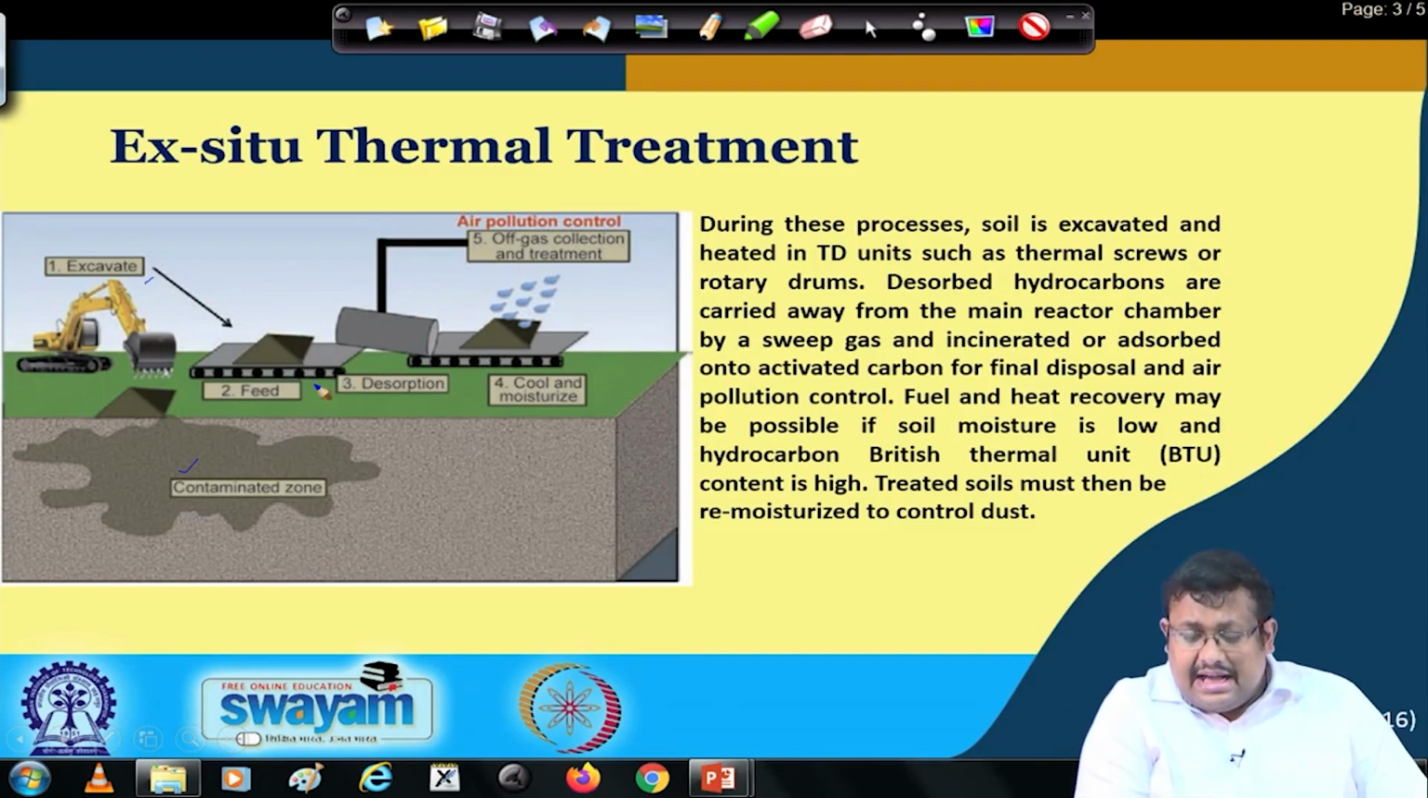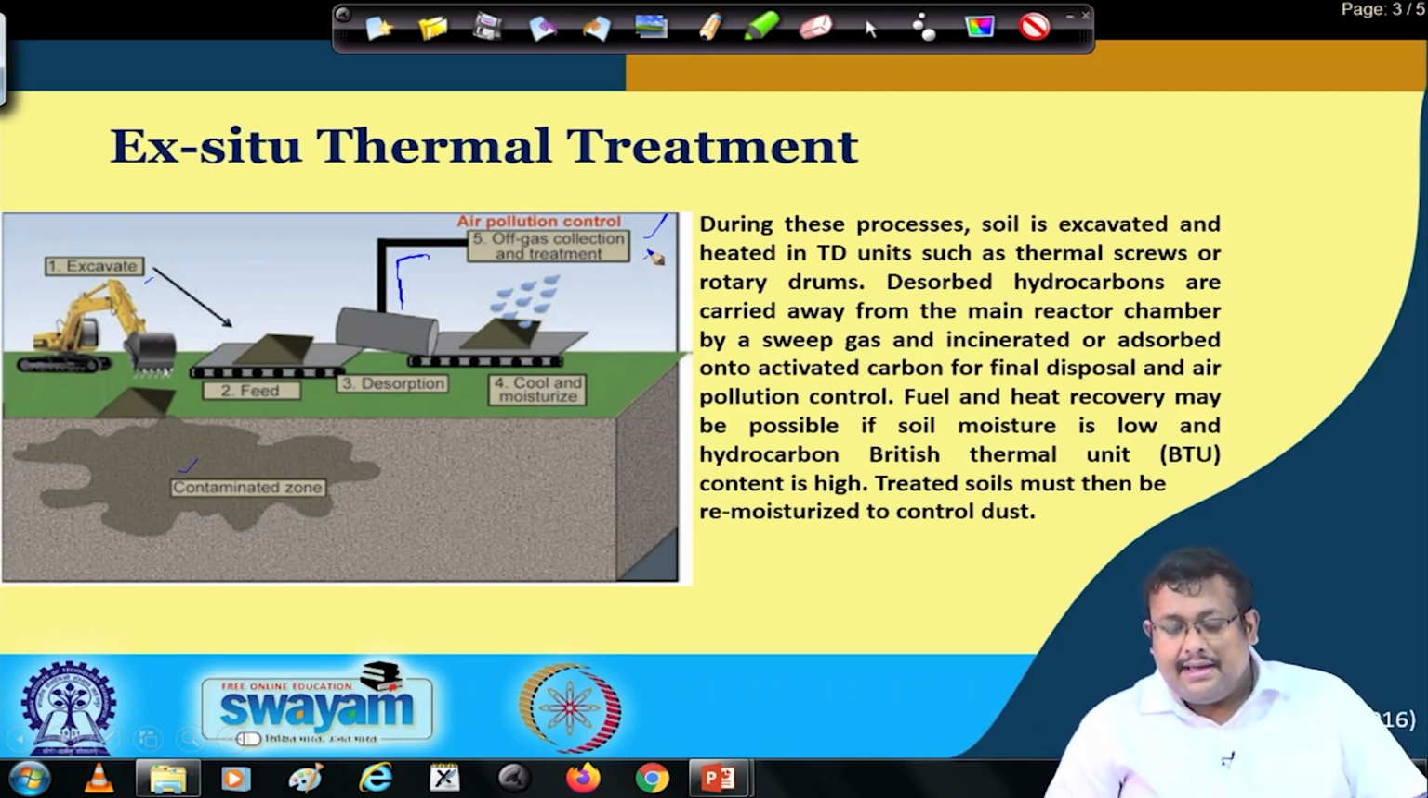So, you can see the dissolved hydrocarbons are carried away from the main reactor chamber by a sweep gas and incinerated or adsorbed onto the activated carbon for final disposal and air pollution control. This air treatment is done in this air pollution control unit, which is also called the off gas collection and treatment unit. Fuel and heat recovery may be possible if soil moisture is low and hydrocarbon British thermal unit, or BTU, content is generally high, and treated soil must then be moisturized to control the dust.